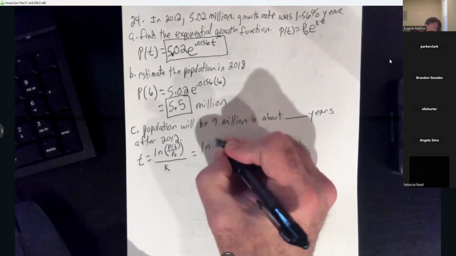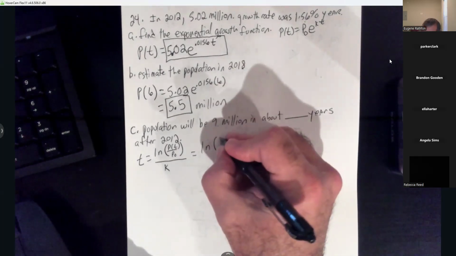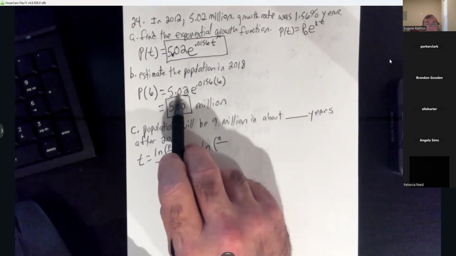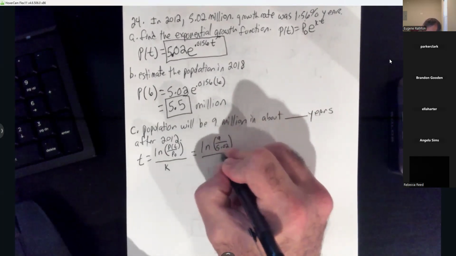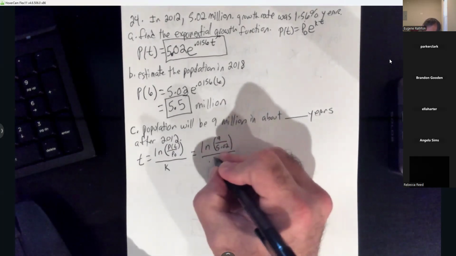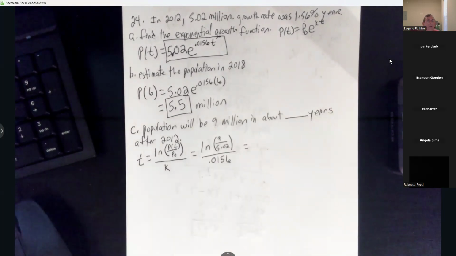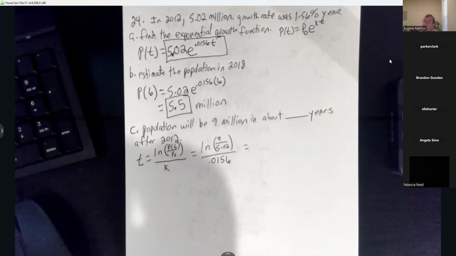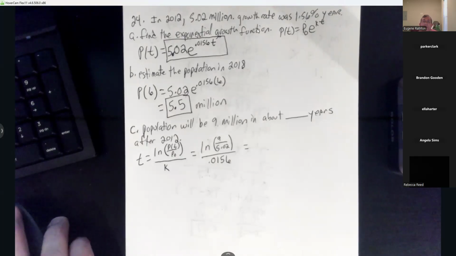So it's going to be the ln. Well, PT is the ending amount, which will be your 9 million, divided by your original amount of 5.02. All of that divided by K, which is 0.0156. So y'all, let me show y'all how I would punch that one in on my calculator. And on this one, I'm going to round it to 1 decimal place again, okay? So this one's a little trickier to punch in.